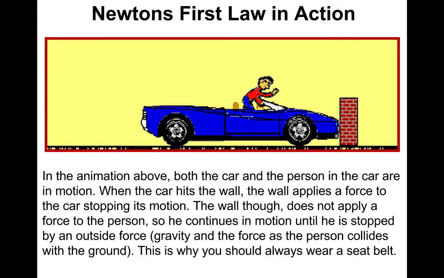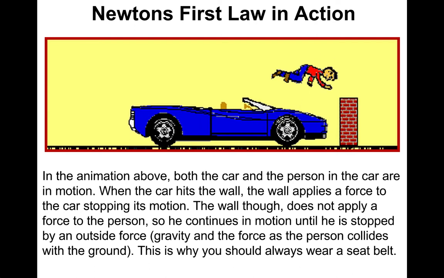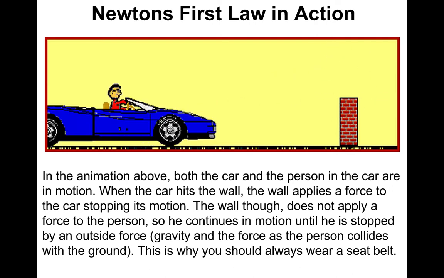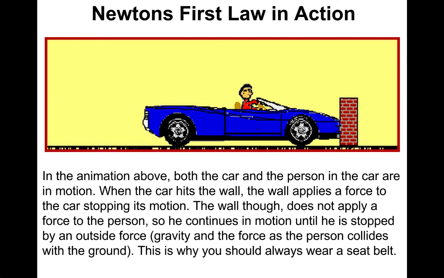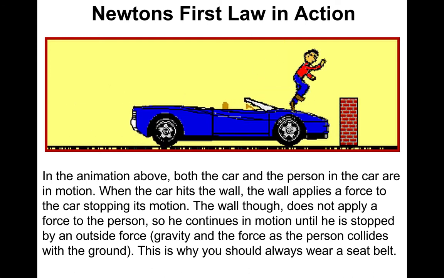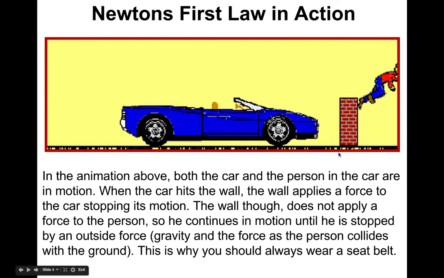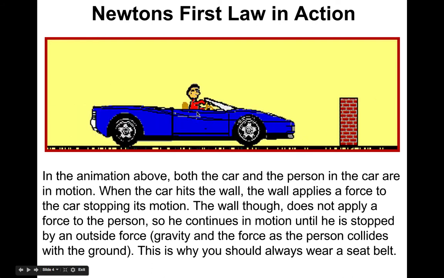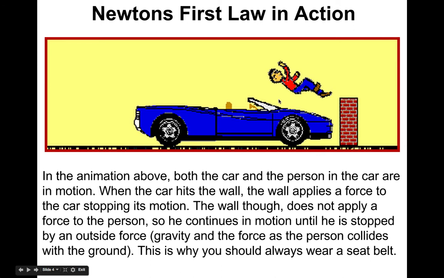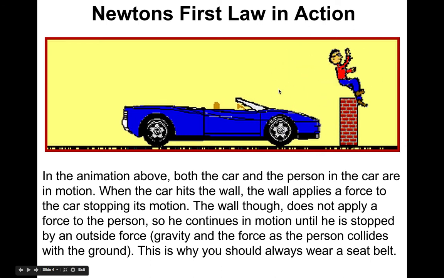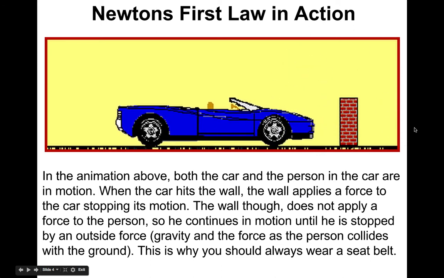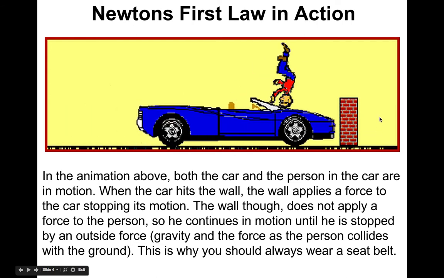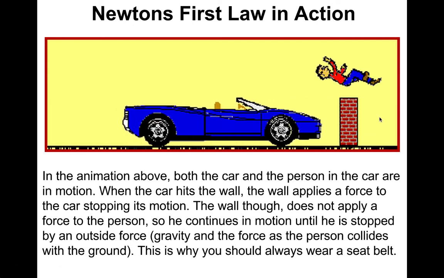Here's an example of Newton's first law in motion. In this animation, both the car and the person in the car are in motion. When the car hits the wall, here's the tricky part, the wall is applying the force to the car, stopping its motion, but it's not applying the force to that person. So he's continuing in motion until he's stopped by an outside force. In this case, it would be gravity and the force as he collides with the ground.